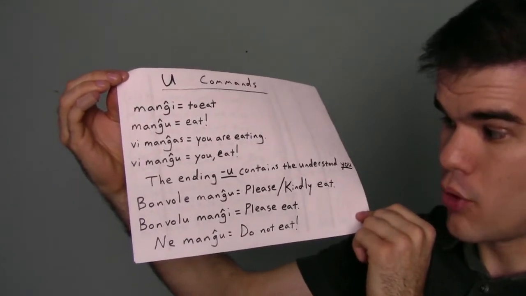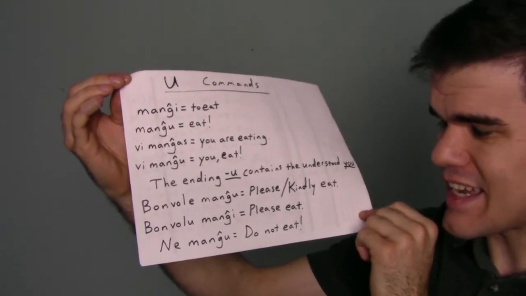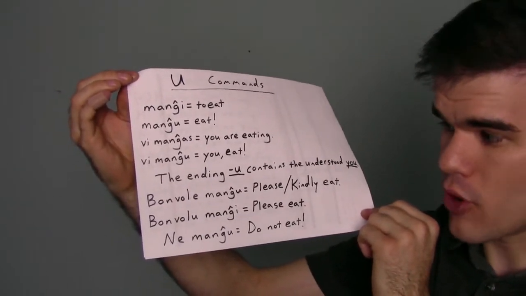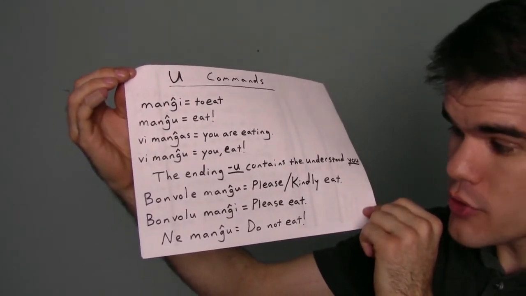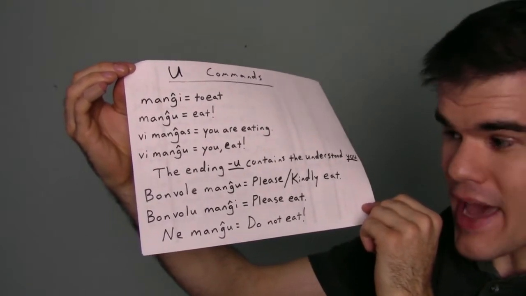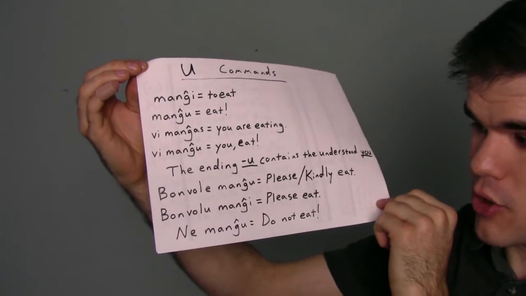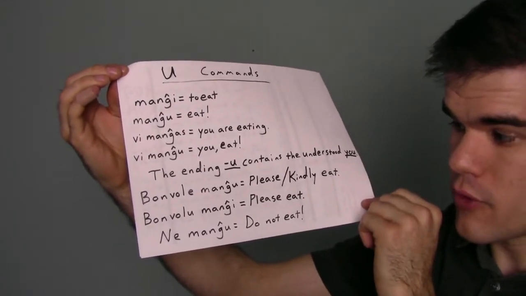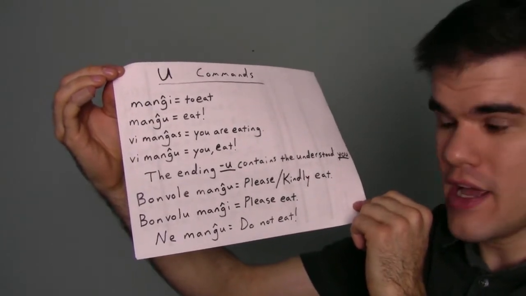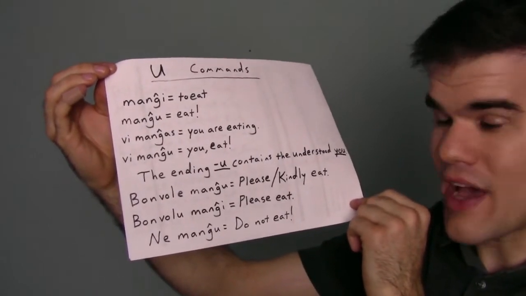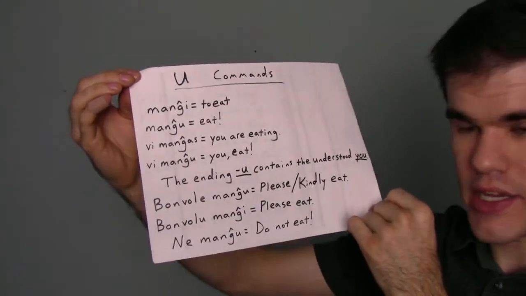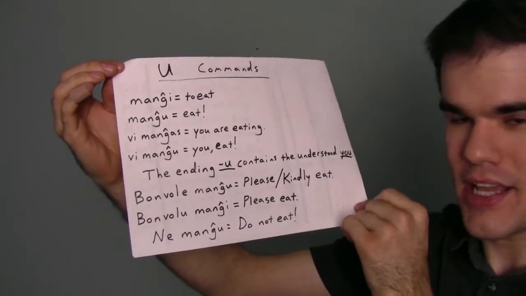You could say bonvole manju. That's like saying kindly eat or please eat, but that's using an adverb form of bonvoli. Or you could say bonvolu manji, and that's making the command be in the please part of it. So bonvolu manji, you wouldn't say bonvolu manju. Anytime you have multiple verbs next to each other, all but one of them are going to have an I ending. So here you're saying please eat. That's a nicer way of saying it instead of just telling me to eat.